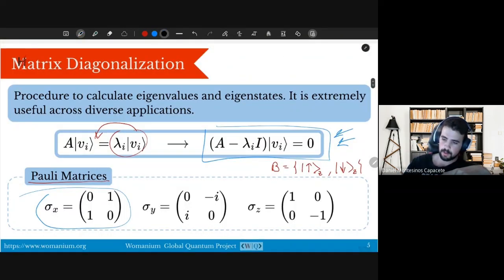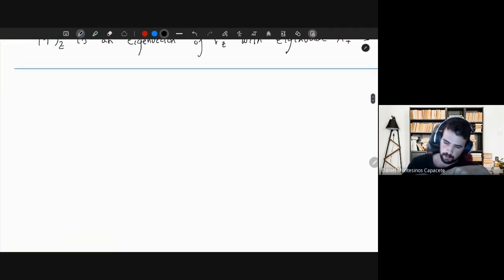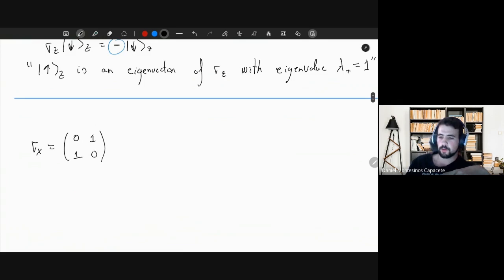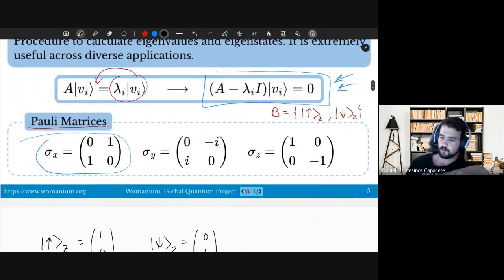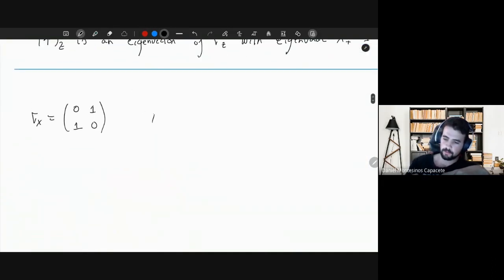So let's go, right? We have our sigma x matrix, right? 0, 1, 1, 0. Very well. So what do we do? We are going to use this formula since our operator is sigma x. We are going to use it: sigma x minus lambda times the identity, acting on the vector. Right? This is the equation.